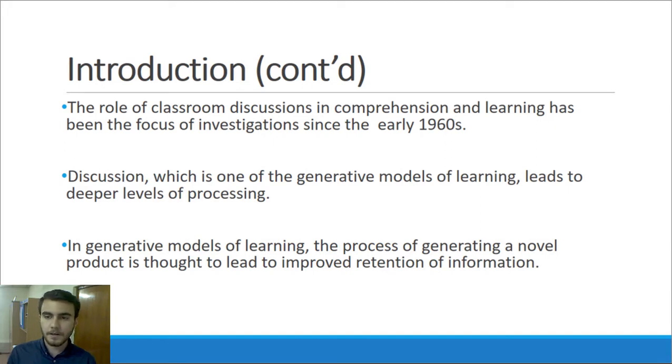Meaning that actively generating a response after learning something, by answering a question or something, leads to better retention because you connected with previous knowledge and it's anchored to that previous knowledge. Namely, more elaborate pathways are built between the new knowledge and knowledge you have previously in your mind. Discussion, which is the topic of our research, is one of the generative models of learning.